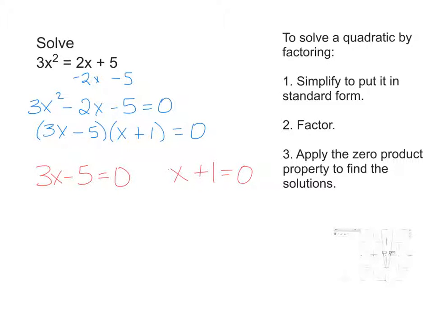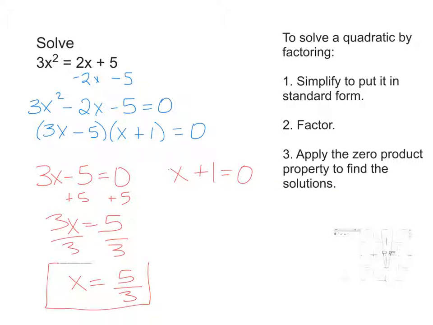So this one gives us, if we add 5 to both sides, 3x equals 5. Divide by 3, x equals 5 over 3. Some of you will be able to go straight from that factor to that solution without writing down these steps in between, and that's fine if you want to do that. The other one, subtract 1, x equals -1. And those are the two solutions.